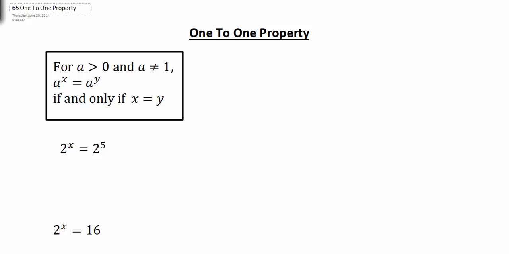This video is going to look at the one-to-one property. The one-to-one property basically states that if we have a value a greater than 0 and a does not equal 1, then a to the x equals a to the y if and only if x equals y.